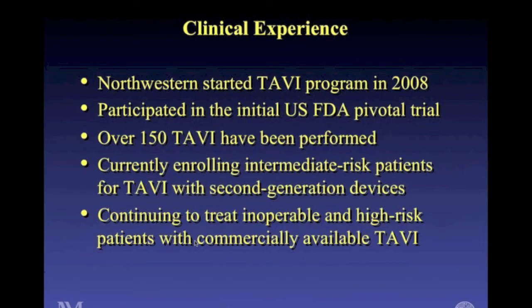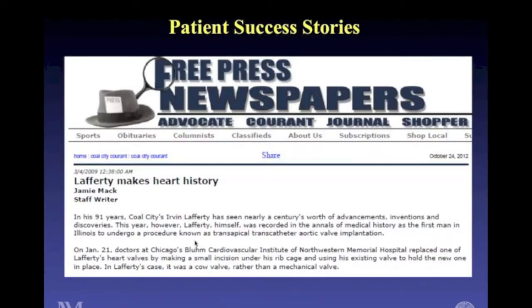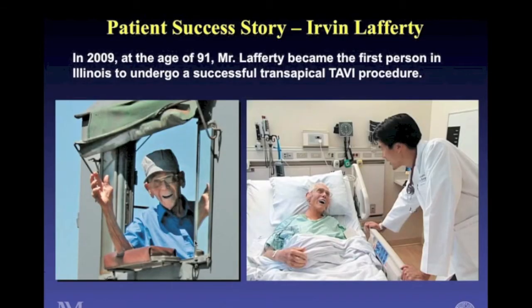Next slide, please. Here's some of our patient success stories. This is one patient who made the newspaper locally here around Chicago, Illinois. He is a fairly typical patient that we would consider high risk or inoperable. Next slide, please. He made a very quick recovery after his transcatheter aortic valve implantation at the age of 91 and was back home and participating in his daily activities fairly shortly afterwards. Next slide.